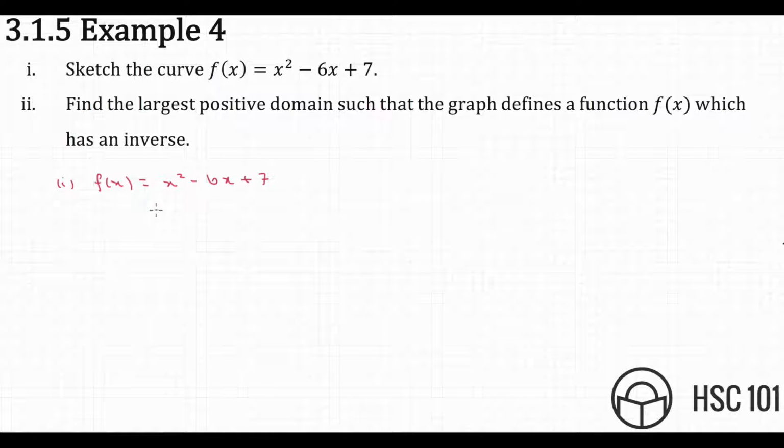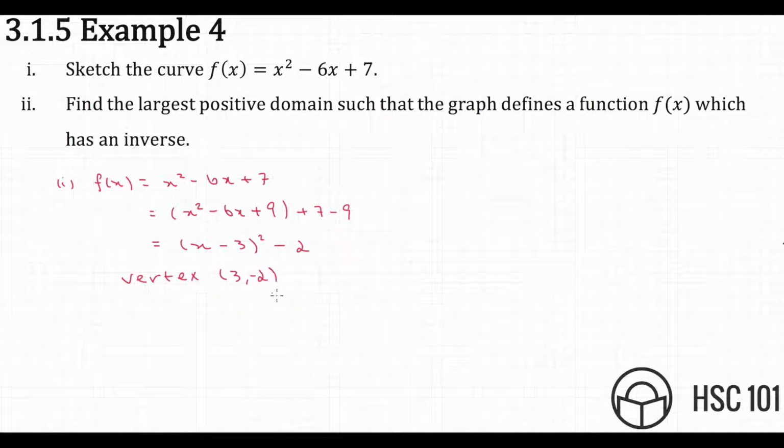If we look at this expression and just focus on the x squared minus 6x, we know that to make this a perfect square, we need x squared minus 6x plus 9. The plus 9 comes from taking the minus 6, dividing it by 2, and then squaring it. Then I've got the plus 7 at the back, and our minus 9 to compensate for the plus 9 inside the bracket. So this becomes (x minus 3) all squared minus 2. This tells us that the vertex of this parabola is therefore at (3, negative 2).